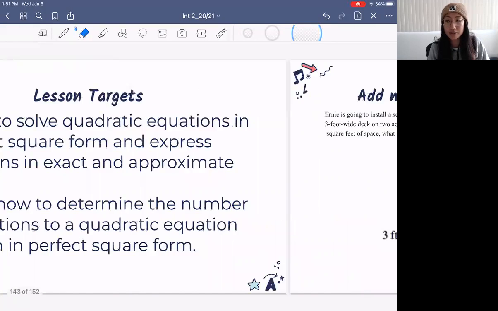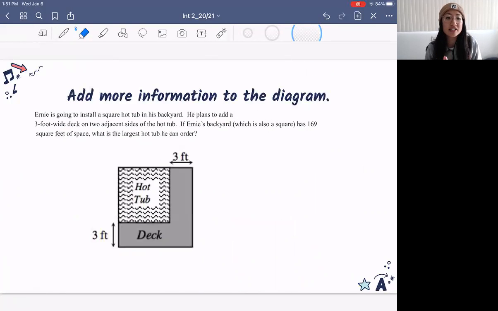So first off, to introduce this, I'm just going to give you a scenario. In this scenario, we're going to add more information to the diagram so that we can eventually solve it. It says Ernie is going to install a square hot tub in his backyard. He plans to add a 3-foot wide deck on the 2 adjacent sides of the hot tub, as you can see in the diagram. So here are the adjacent sides and the hot tub. If Ernie's backyard, which is also a square, has 169 square feet of space, what is the largest hot tub he can order?